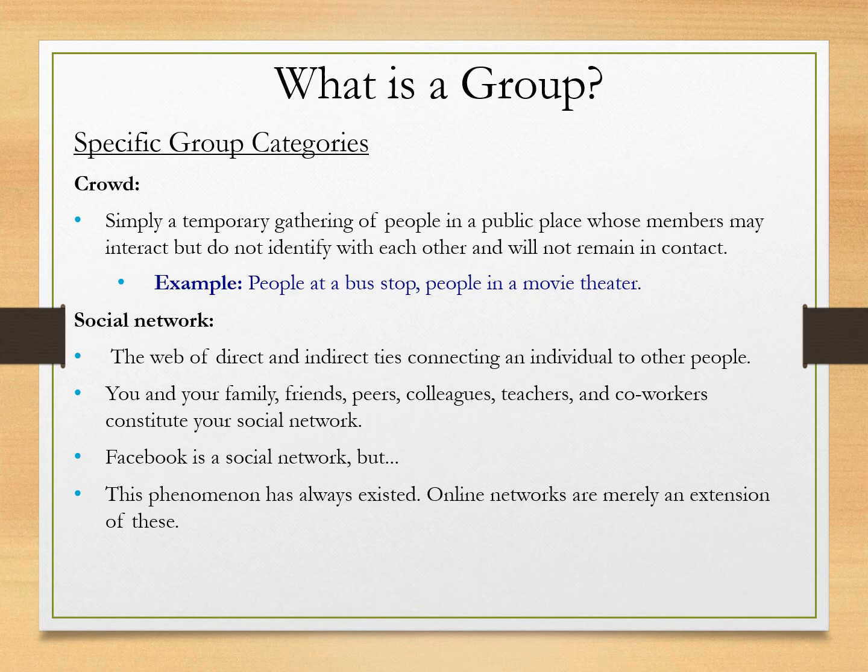That's a crowd. A social network, then, is a web of direct and indirect ties connecting an individual to other people. So you, your family, your friends, your peers, your colleagues, your teachers, your co-workers, all of these constitute your social network. So things like Facebook, Instagram, other social media, those are social networks, but this phenomenon has always existed as long as we have been this type of human being. So at least 500,000 years, right? We've been doing social network stuff. Online networks, though, are merely an extension of those original, purely human interaction social networks without the tech element.